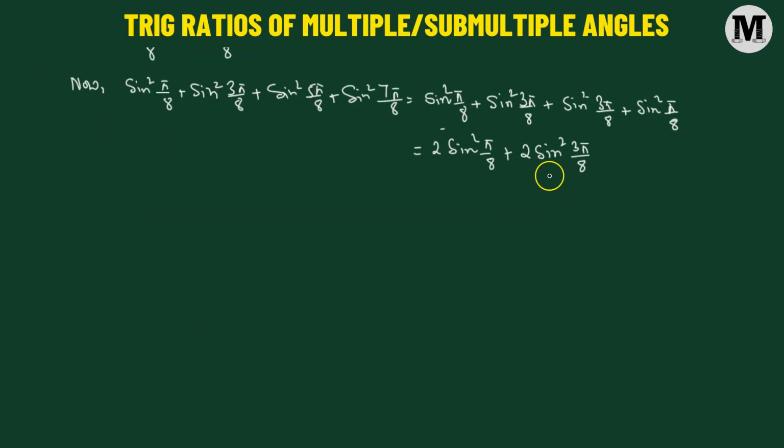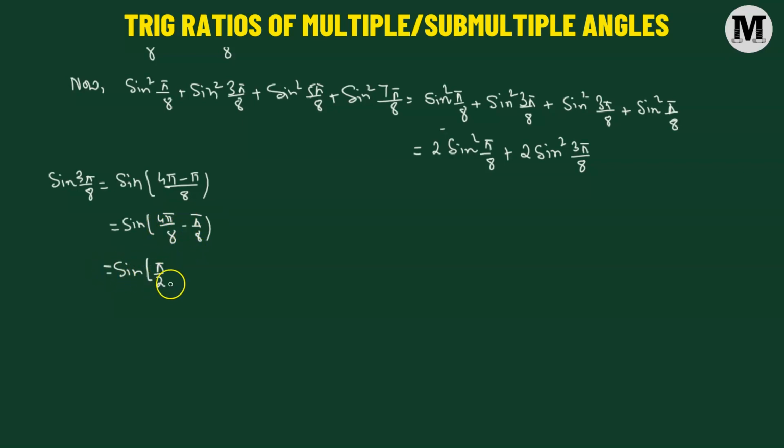Now we can further simplify sine squared 3 pi over 8. So let's do it. We are going to start with sine 3 pi over 8. Now 3 pi over 8 can be rewritten as, in the numerator, 4 pi minus pi divided by 8, such that we get sine of 4 pi over 8 minus pi over 8, which will be equal to sine of, so 4 pi over 8, that's pi over 2, so pi over 2 minus pi over 8.